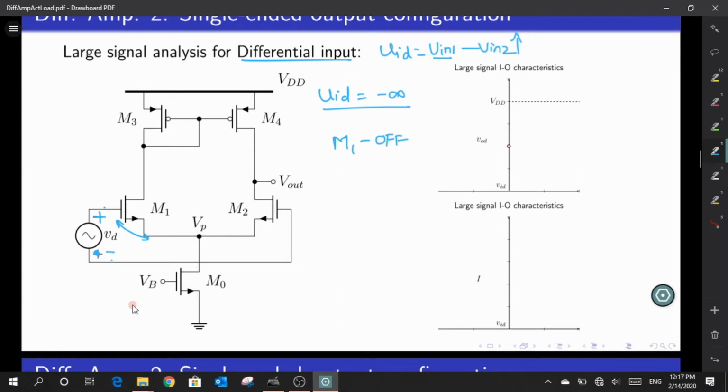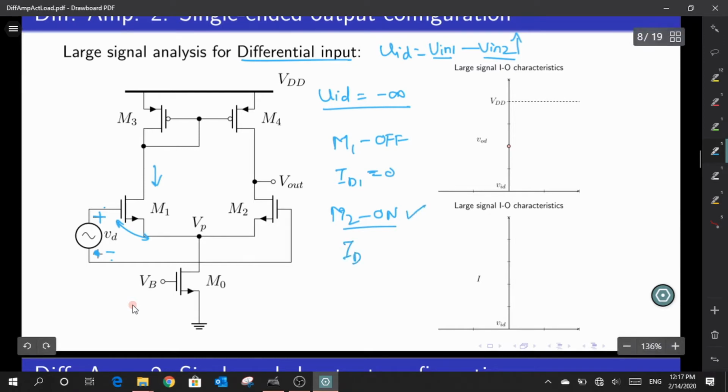But what about my M2? And first of all, what is the current that flows here then? ID1? When M1 is off, yeah, this would be 0. Okay. Now what about this M2 and what is the drain current of it? Okay, so M2 is on. As I said before, if I want this VID to be negative, then I need to have this Vin2 to be a much positive value. So due to which it is on.